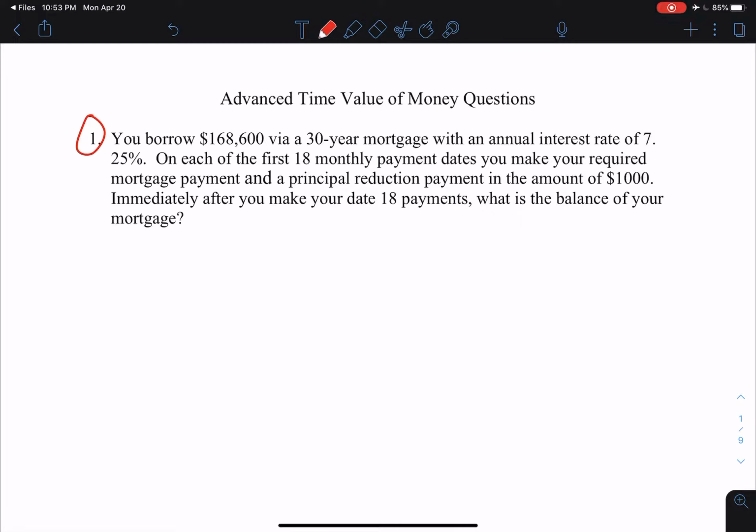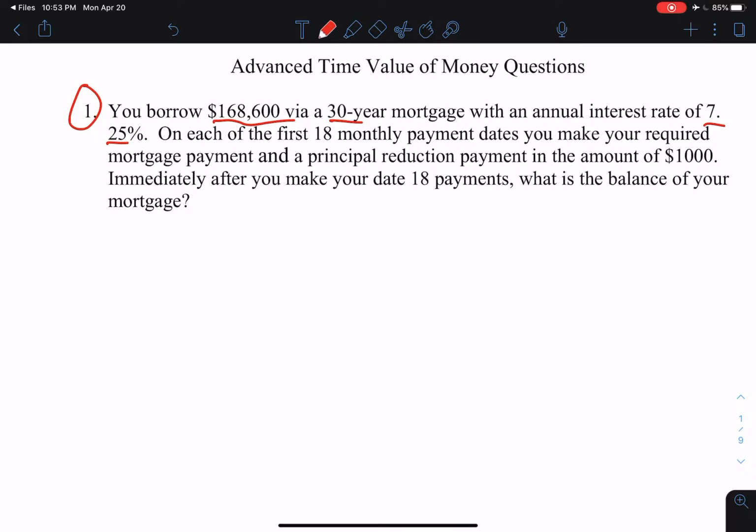You borrow $168,600 via a 30-year mortgage with an annual interest rate of 7.25%. On each of the first 18 monthly payment dates, you make your required mortgage payment amount and a principal reduction payment in the amount of $1,000. Immediately after you make your date 18 payments, what is the remaining principal balance of your mortgage?